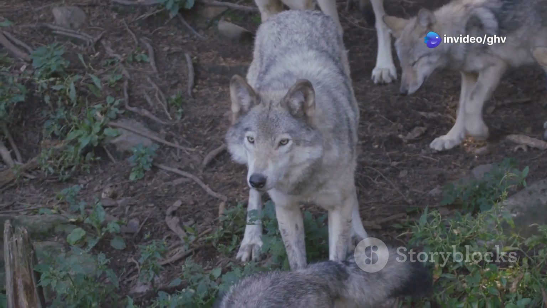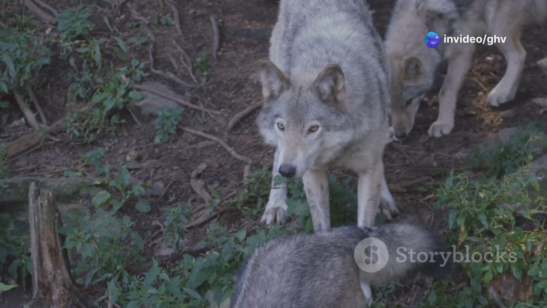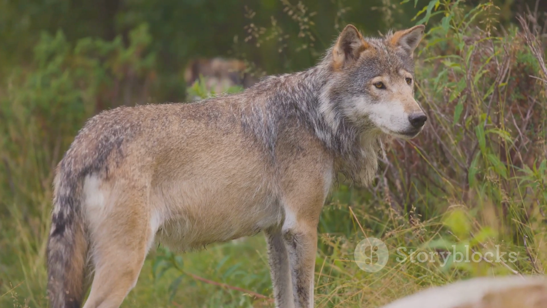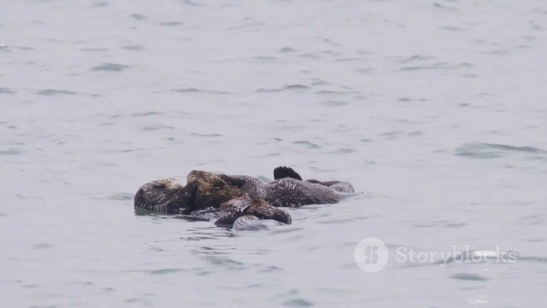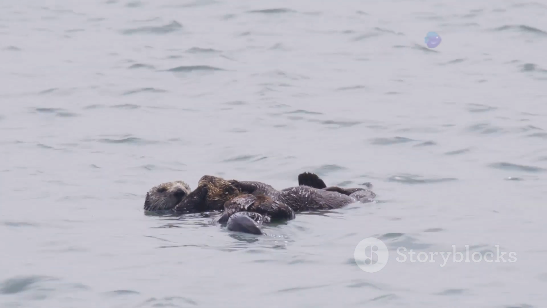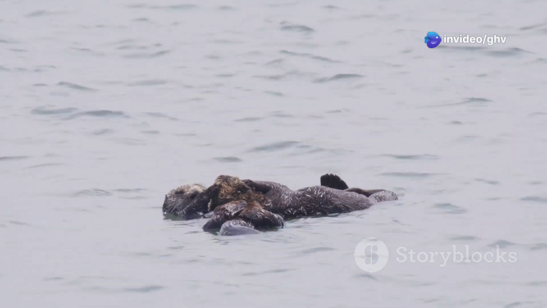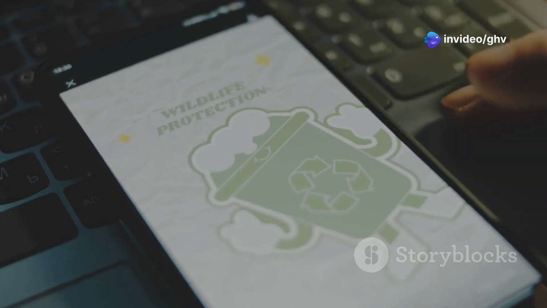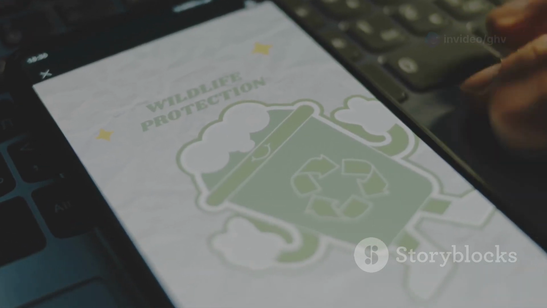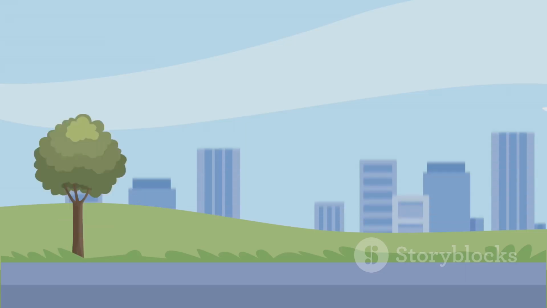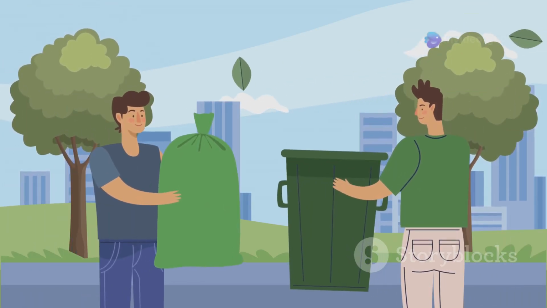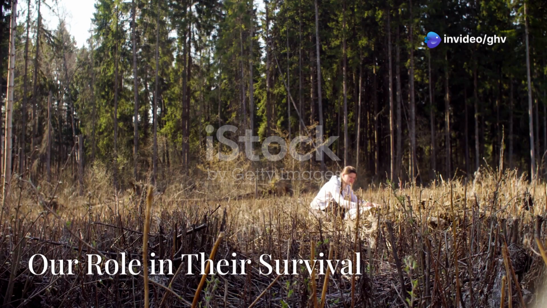In Yellowstone, ongoing monitoring of wolf populations and their prey helps ensure the continued success of their reintroduction. In the Pacific Ocean, efforts to reduce pollution and protect sea otter populations aim to restore the balance of kelp forest ecosystems. By supporting conservation organizations, advocating for wildlife protection policies, and making sustainable choices in our daily lives, we can all play a part in safeguarding these vital species.